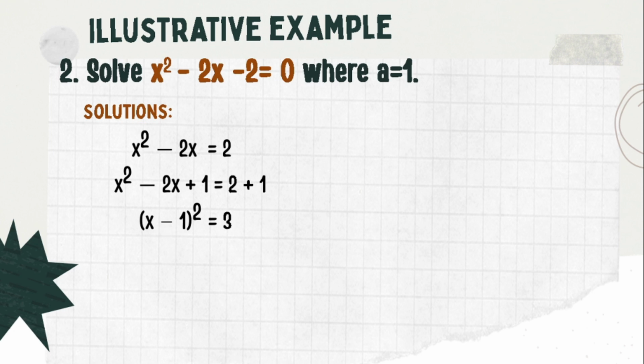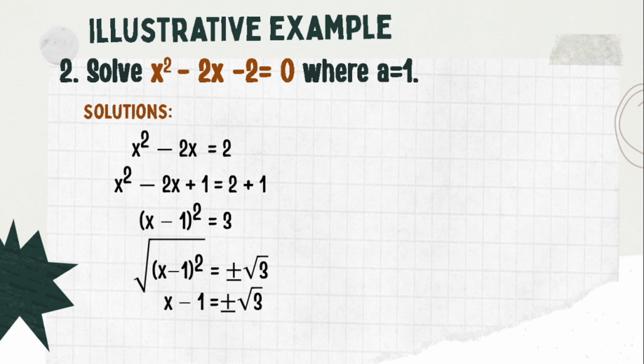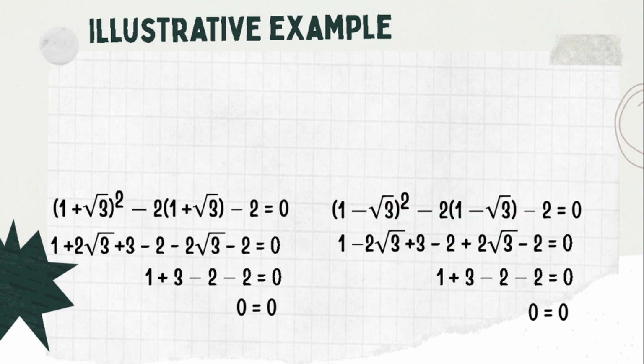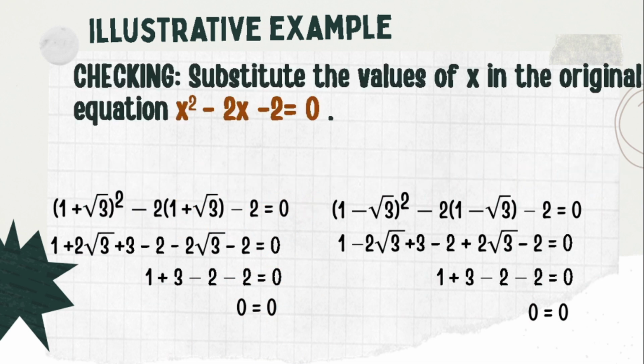The quantity of x minus 1 squared is equal to 3. Then extract the square root, giving you x minus 1 is equal to plus or minus square root of 3. Lastly, solve for x. We have now x is equal to 1 plus square root of 3 and x is equal to 1 minus square root of 3. Therefore, the solution set or the roots are 1 plus square root of 3 and 1 minus square root of 3. To check, substitute the values of x in the original equation.